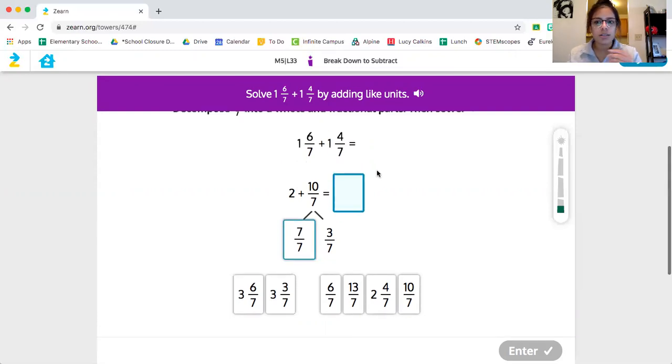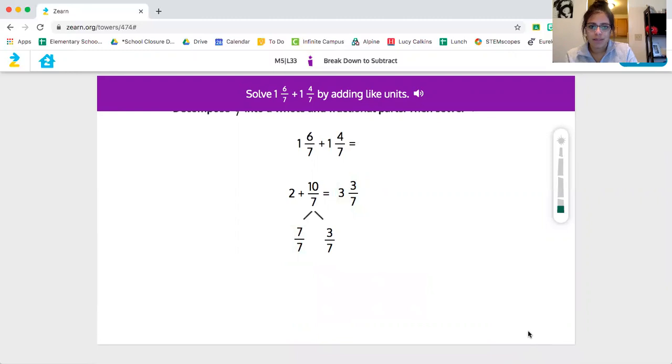That's going to go ahead and alter our answer a little bit. So now we're not thinking about 2 and 10 sevenths anymore. We're thinking about 2 plus 7 sevenths plus 3 sevenths. 2 plus 7 sevenths is 3, and we have no sevenths to add on. So now we get 3 and 3 sevenths.